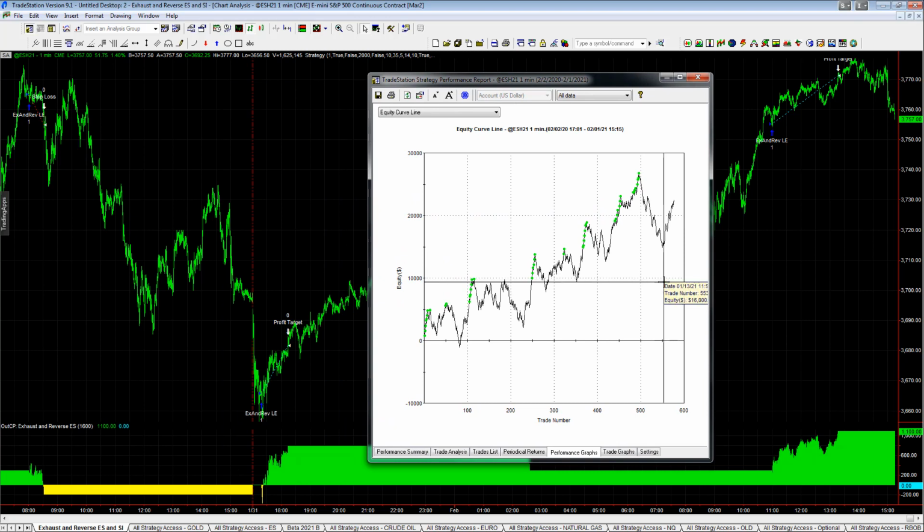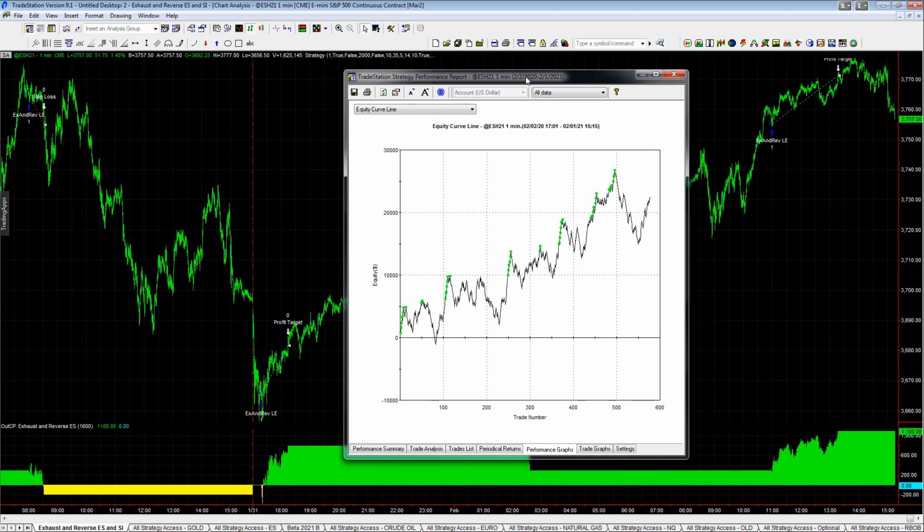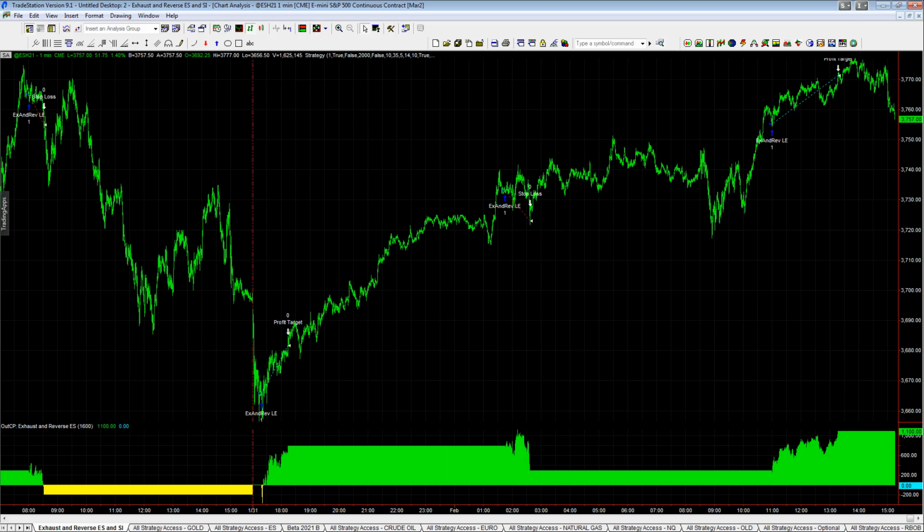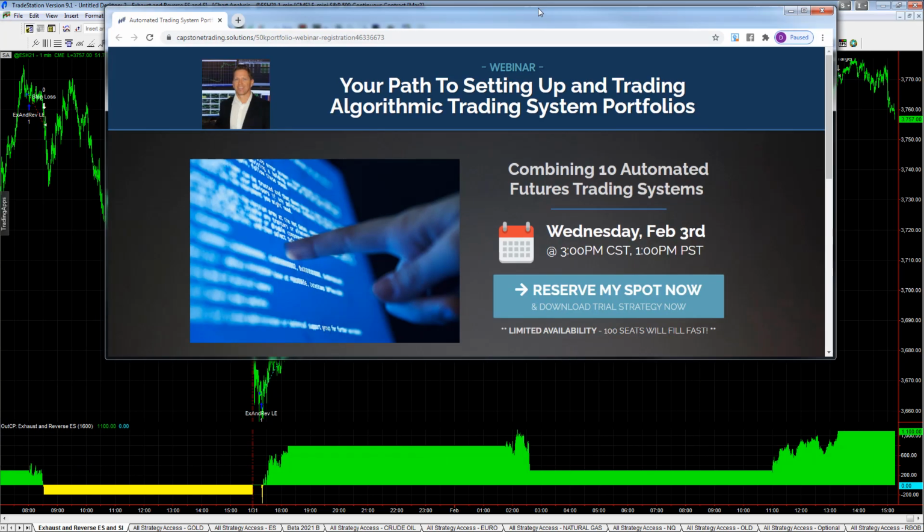That is a hindsight, discretionary way to approach this systematically. This is the equity curve, and it's done pretty well in 2021, but it's definitely not what I want to trade. And so if you want to trade more, you can do something like that, but I prefer not to do that. I prefer to put together low frequency trading systems in a portfolio, and that's what this webinar is all about.